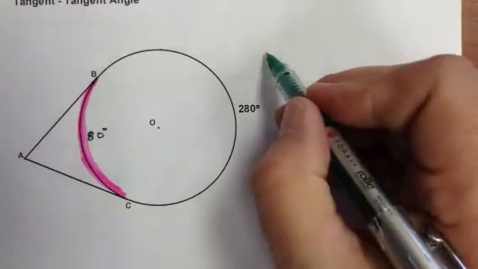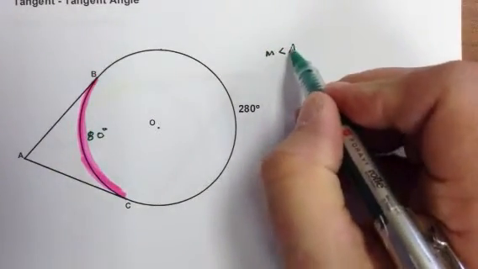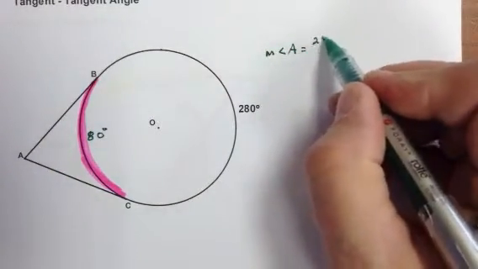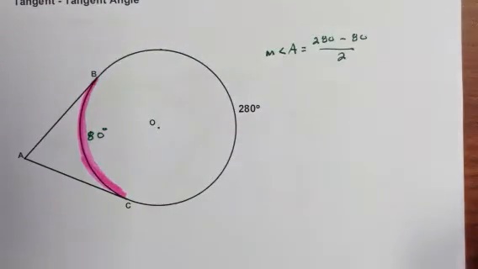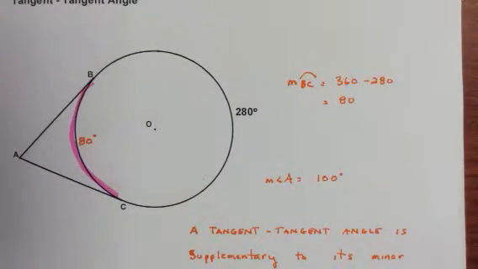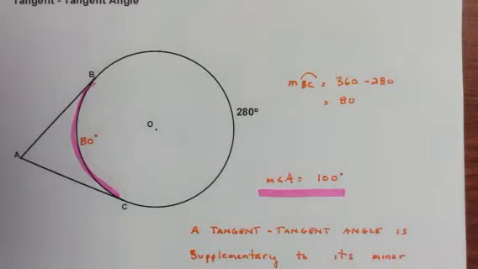I could follow the same process. I could say that the measure of angle A is going to be half the difference of the arcs, or you could recall that a tangent-tangent angle is supplementary to its minor arc. So I could just simply say angle A is 100 degrees.